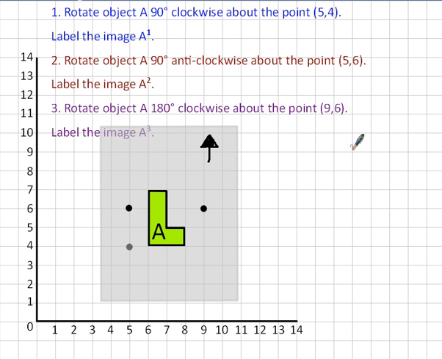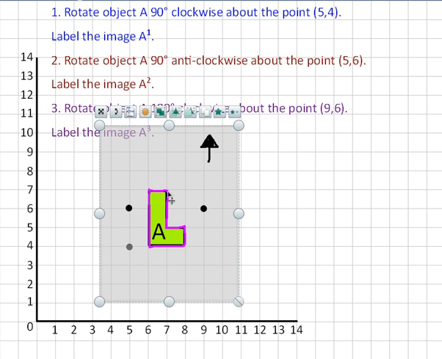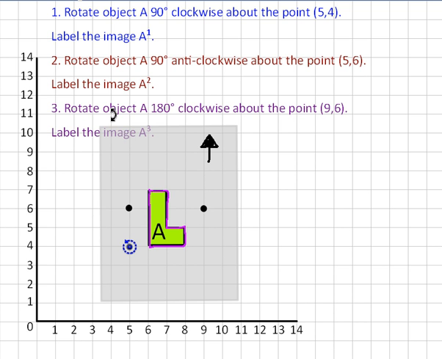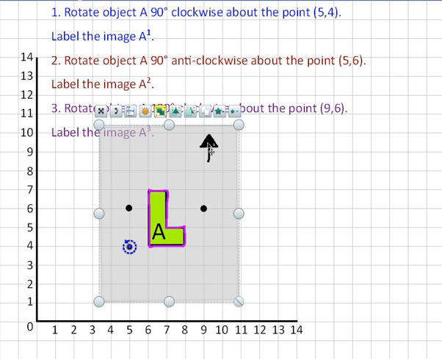Let's choose a different colour. Like so. Okay, and now we can rotate. So the first one, it says the centre of rotation needs to be at the point 5, 4, which is there. And then rotate it clockwise. So when I rotate clockwise, which way is the arrow going to be pointing after 90 degrees? It's going to be pointing to 3 o'clock.